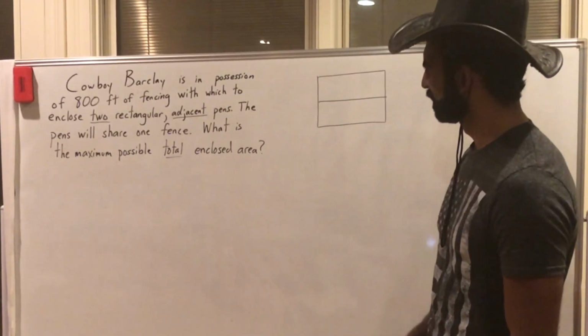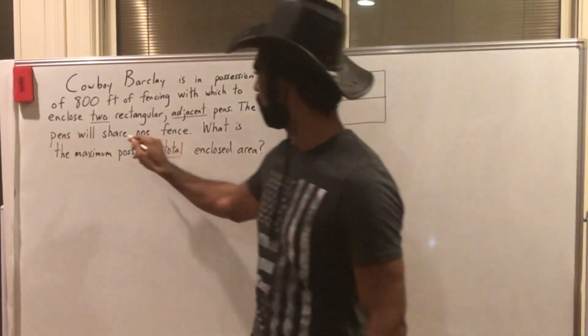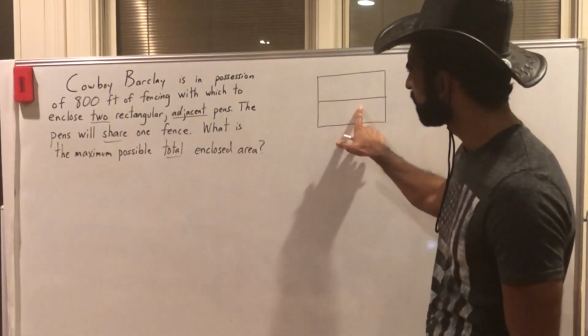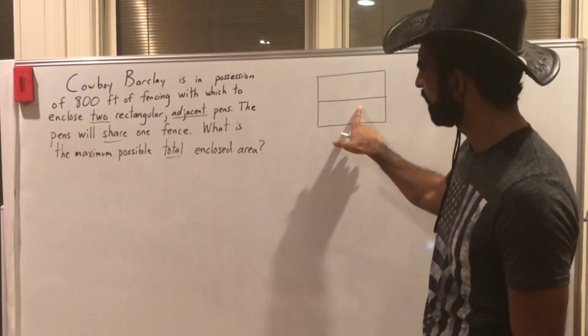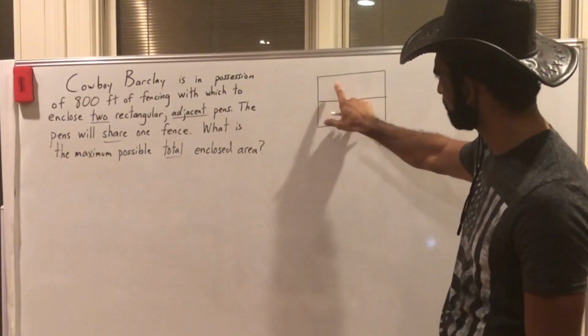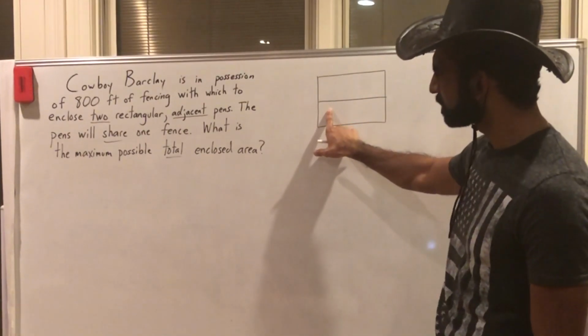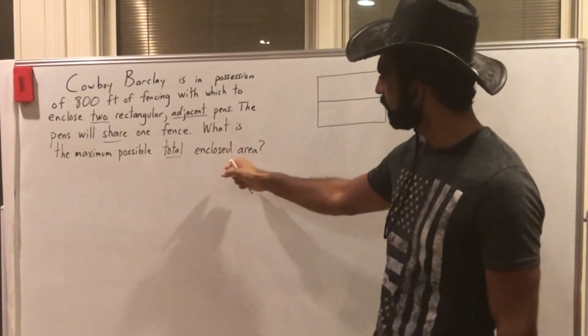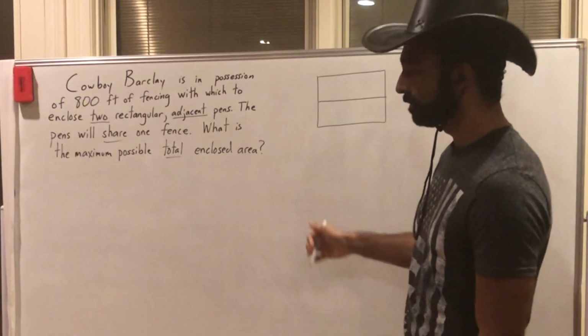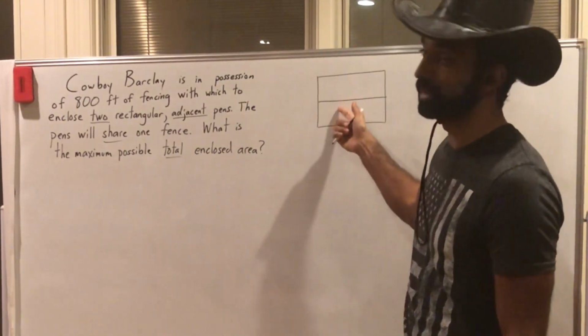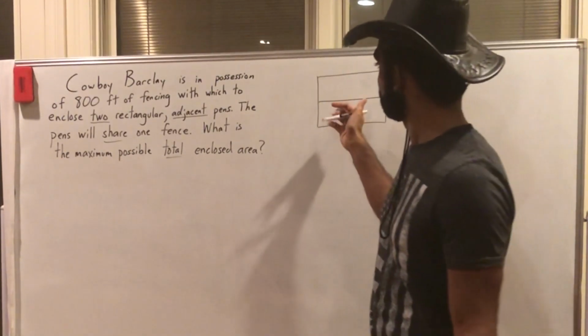Okay. 2 pens, they share one fence, that's this guy in the middle. And I want to know, given that I have only 800 feet to which to make this arrangement, what is the maximum possible total enclosed area? First thing is first, I should probably label the height and the width.